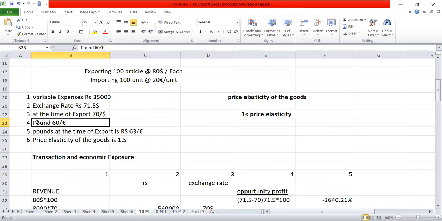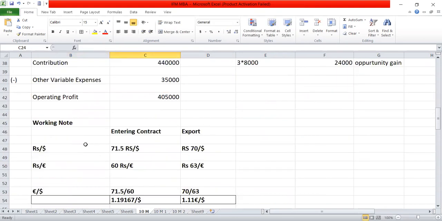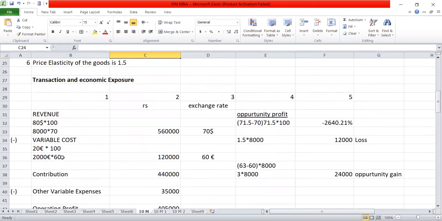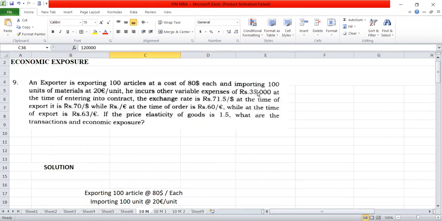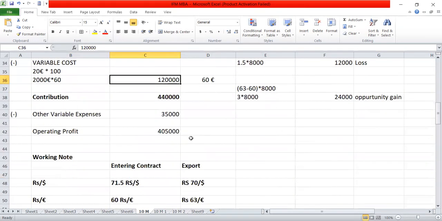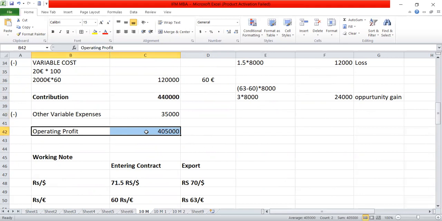You can see here, sorry, it is euros, at 60 per euro. Now 2,000 into 60 is 1,20,000 rupees. Very simple: sales minus variable cost, that is 4,40,000. It is called contribution. Next, minus other variable expenses given in the problem, 35,000 rupees. So 4,40,000 minus 35,000 is 4,05,000, the operating profit.